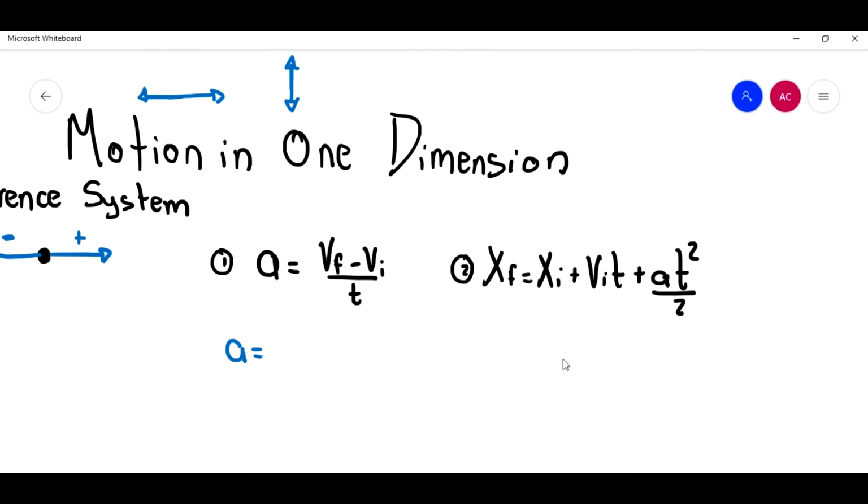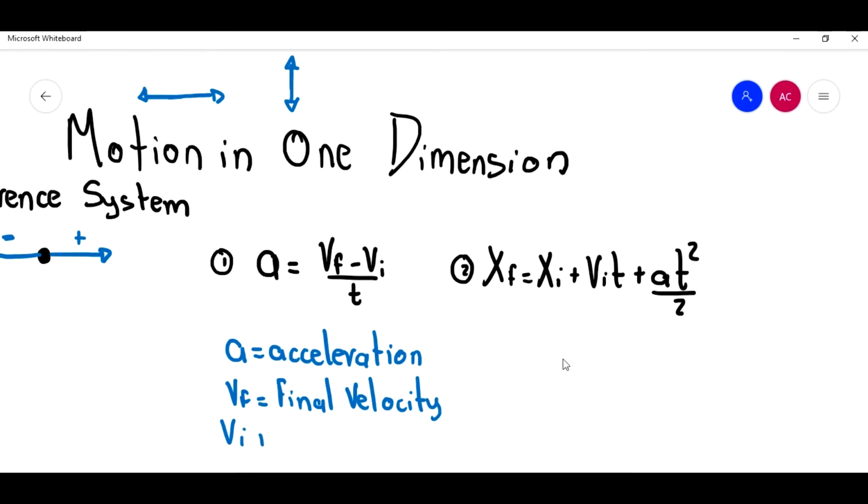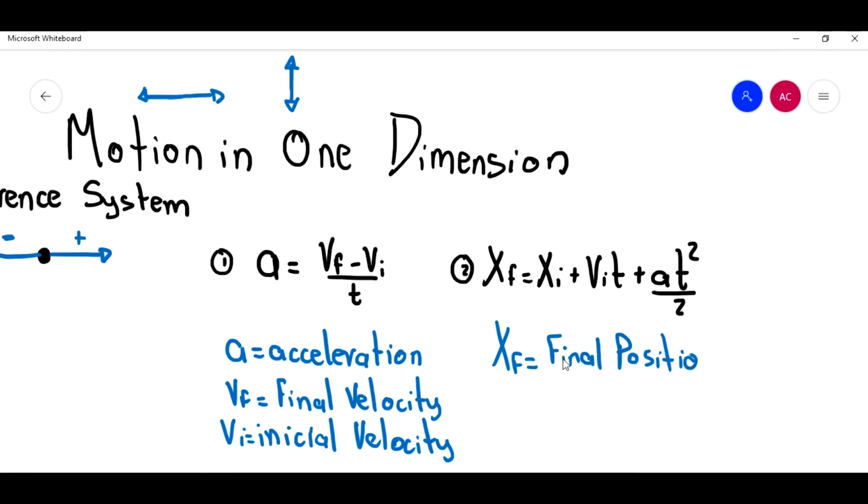A stands for acceleration, and vf is final velocity. vi is for initial velocity. xf is for final position. xi is initial position. And t is time.